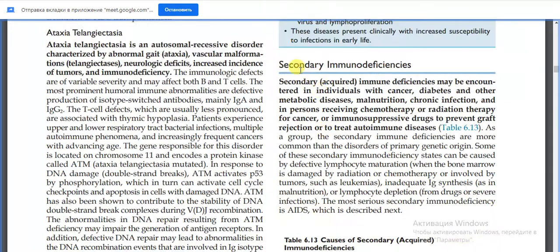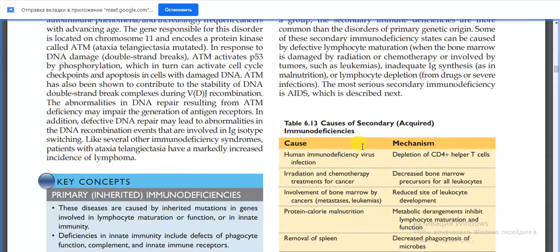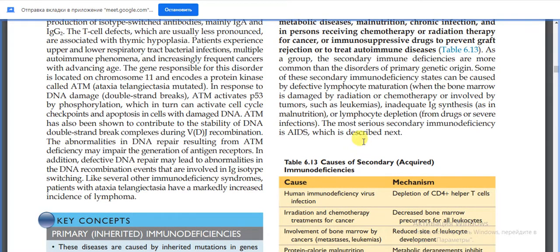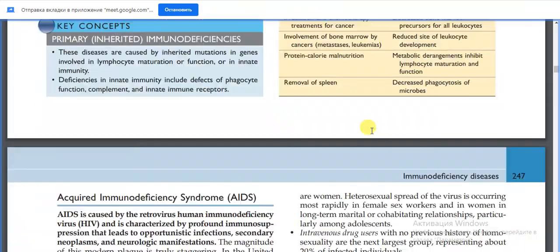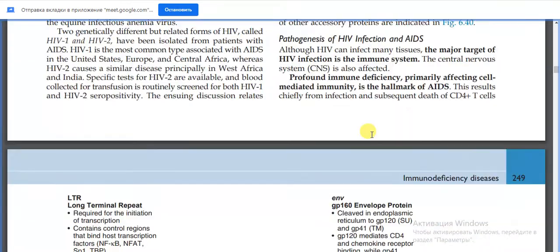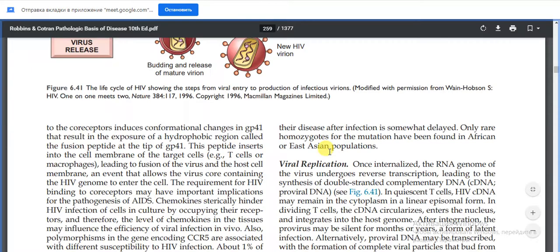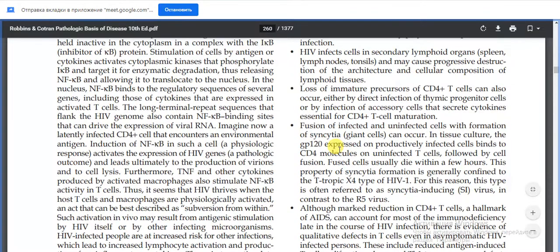And of course, secondary immune deficiencies, and one of them is very common. One of them, you know, is HIV. So human immunodeficiency virus, which causes depletion of CD4 positive T helper cells. So that's HIV also. I think it will be self-individual work, but not in such detail, because it's too detailed.